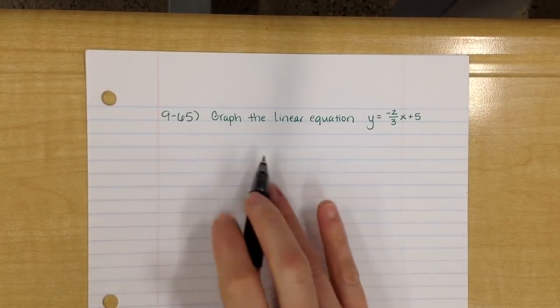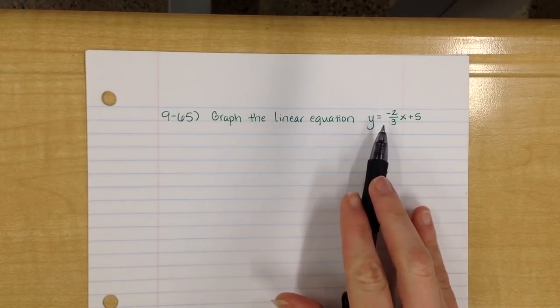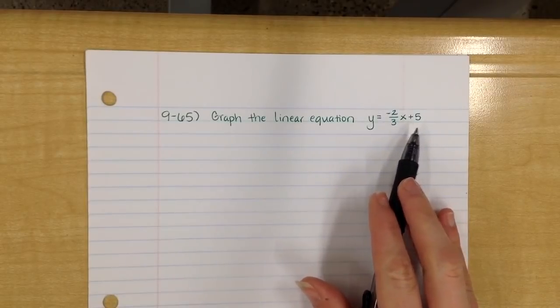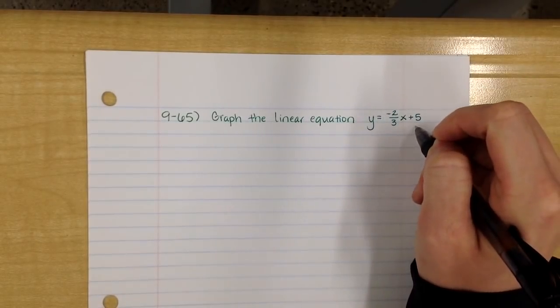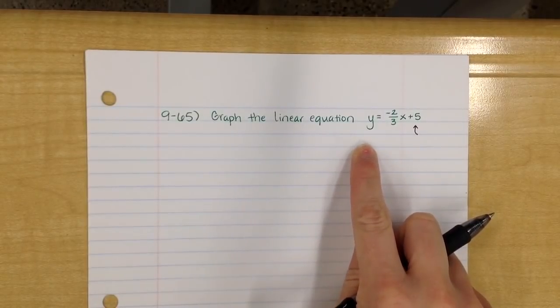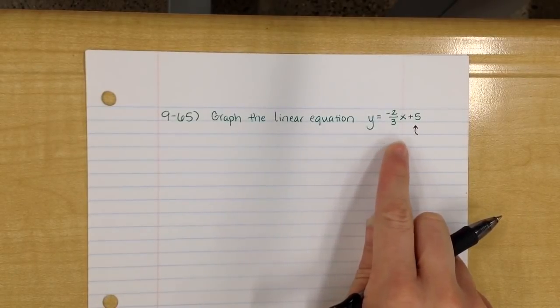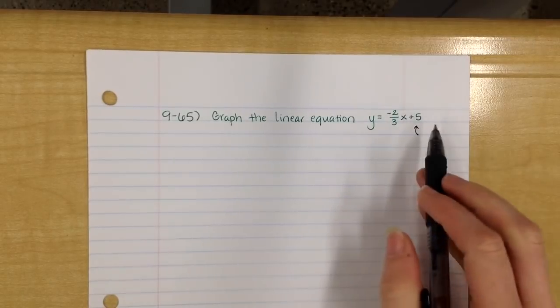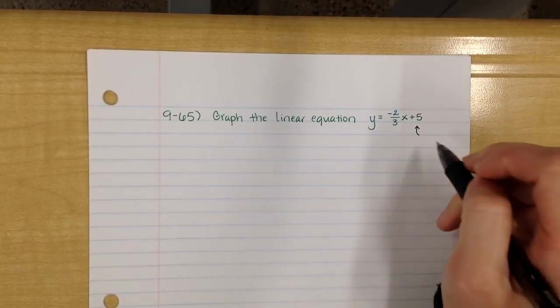So for this one, when we graph the linear equation y equals negative 2/3 x plus 5, the first thing we obviously want to make sure is that we have it in slope-intercept form, meaning that the y is all by itself, like y equals mx plus b. In this case we do, so we can start identifying our key components.